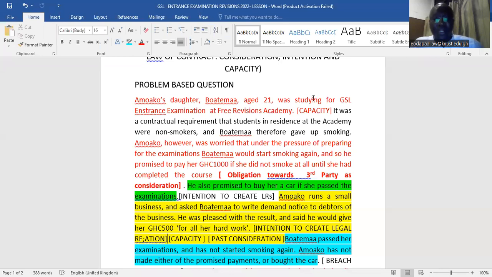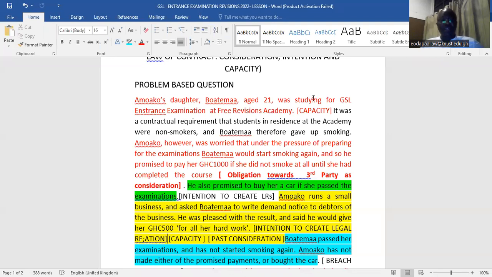Boatemaa is said to be 21 years. For that matter, the issue of Boatemaa's capacity need not detain us here, because being 21, at common law, Boatemaa is considered an adult. Or under any of the relevant enactments cited, Boatemaa is considered an adult being over 18 years. For that matter, there is no controversy regarding Boatemaa's capacity to enter into any of the contracts or transactions presented in the scenario. So you notice that once you do it this way, it is no longer necessary for you to discuss the rest, because you've concluded that Boatemaa is not a minor. Boatemaa is not an infant.